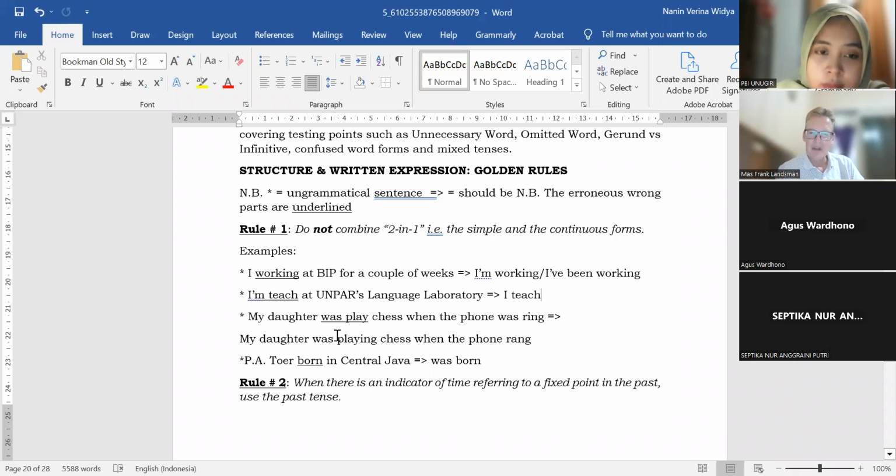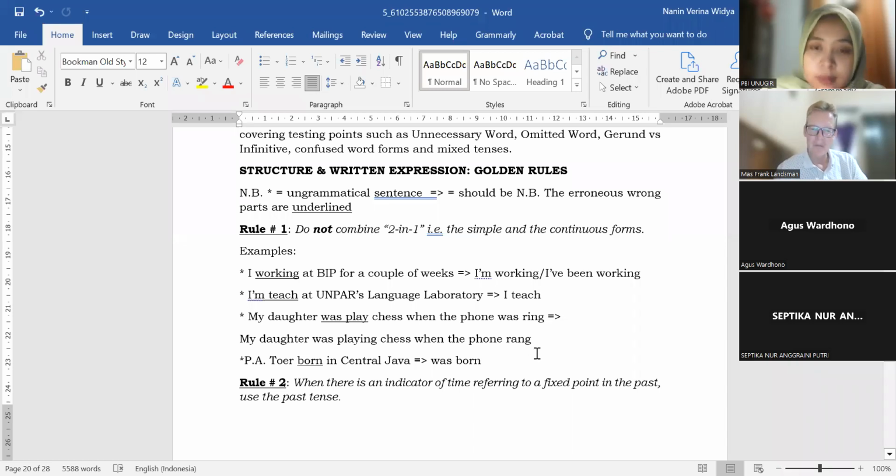Number 3, my daughter was playing chess when the phone was ringed. 2 mistakes here. What was she doing? Lagi bermain catur. So was playing chess. And something happened in the past, simple past, the phone rang. Ring, rang, rang, yeah, you know from school. Ring, rung, rang. Some people turn it into Japanese, ring, rang, rung, but it's ring, rang, rang. In English. So when somebody was doing something, lagi ngapain dia ya, was playing. So don't think the past can just be made by was.